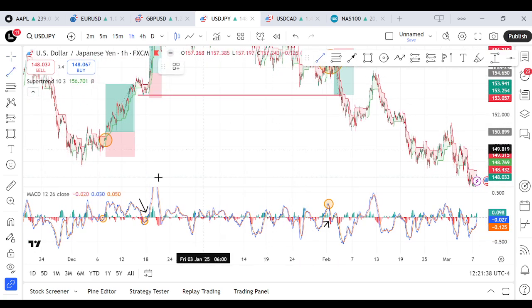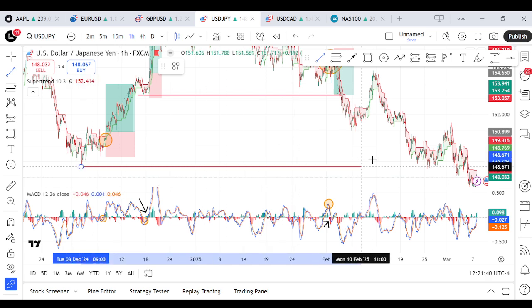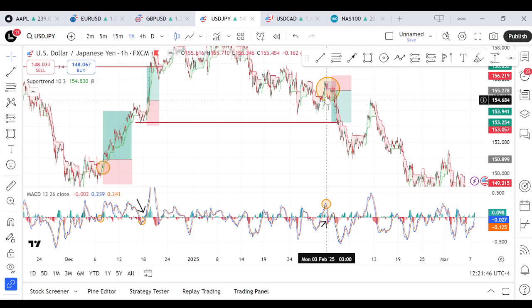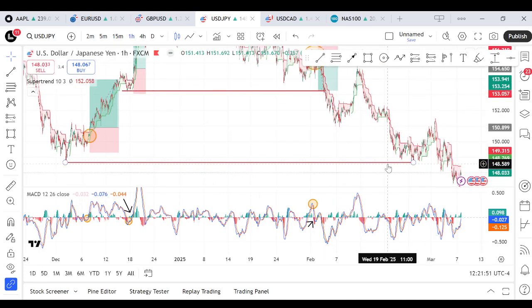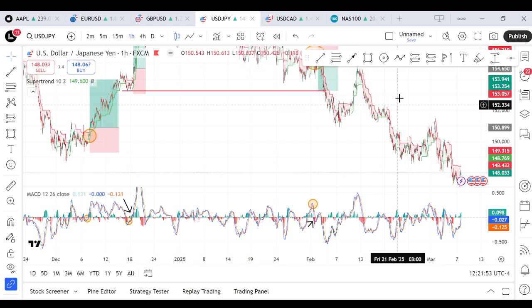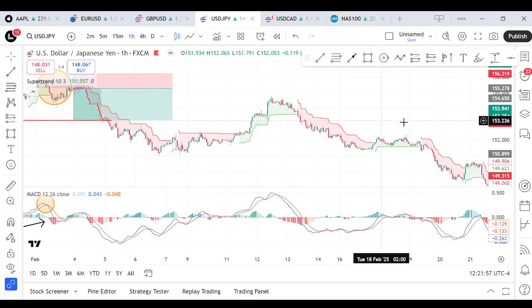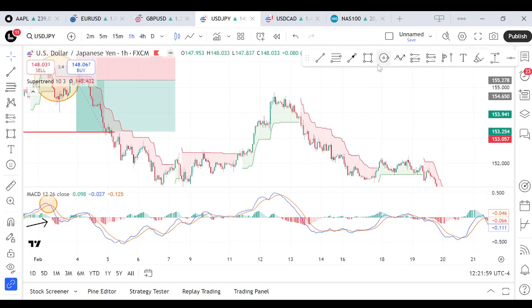We could also hold it all the way down as we have here, but this is a risky thing to do. It's always advisable to book in profits, especially as we have the Supertrend indicator here. You use it to trail your stop losses all the way down, and that is how you can use this strategy to trade. Here is another wonderful example.